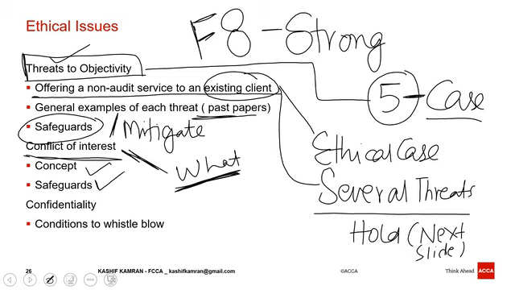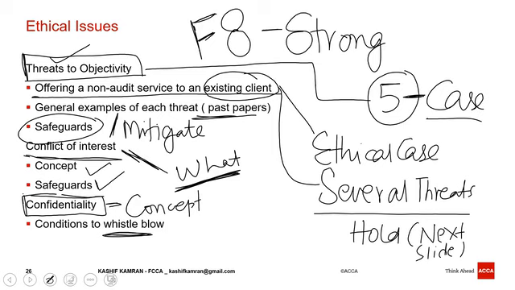Then another thing which wraps up the ethical issues is to know confidentiality. You should know confidentiality as a concept. You should know under what condition the auditor can whistleblow, under what condition the auditor can tell someone that there is something wrong happening in the company. So you should know the concept of confidentiality.